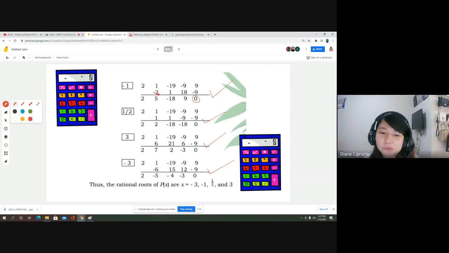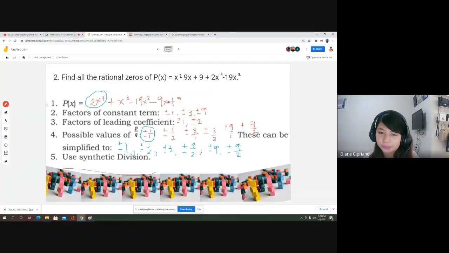1 plus negative 2 is negative 1. Negative 1 times negative 1 is positive 1. Negative 19 plus 1 is negative 18. Negative 18 times negative 1 is positive 18. Negative 9 plus 18 is positive 9. 9 times negative 1 is negative 9, and the remainder is 0. Therefore, it is a root. This negative 1 is a root of this term. Do you remember that?